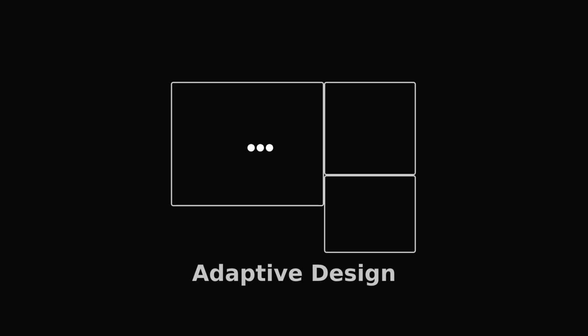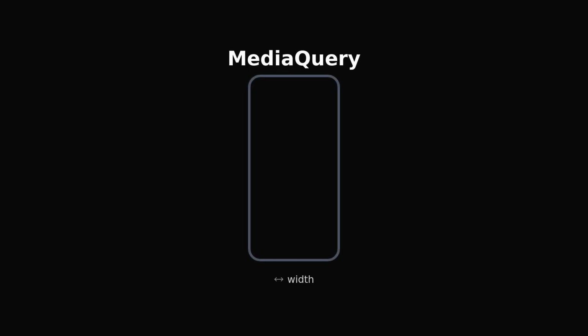That's like responsive design. But what if you needed to change the room entirely to suit different needs? That's adaptive design. In this video, we'll explore 5 effective ways to apply these concepts in Flutter, helping you create apps that look great on any device. Now that we have a clear understanding of the concepts, let's dive into Flutter and explore how to implement responsive and adaptive designs effectively. First up, Media Query.